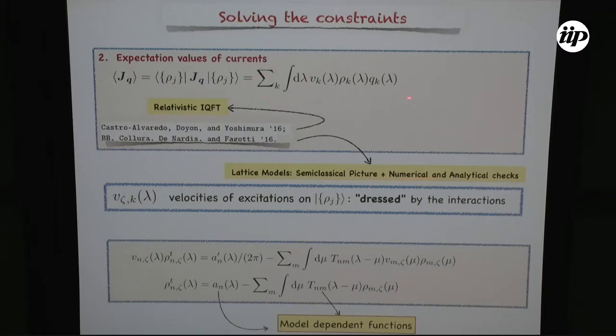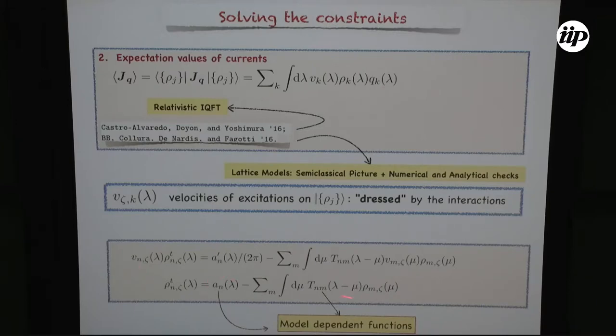Basically, the formula for the expectation value of the current looks very similar to the one of the charge, so it has the same stuff, this rho and q. What changes here is the presence of this v of k, which is the dressed velocity of excitations on top of the state described by the root density. Basically, it gets dressed by the interactions. You can write the equations for it. This is a set of linear integral equations for this v of lambda. Sorry, here, never mind, this index shouldn't be here, it's just a typo.